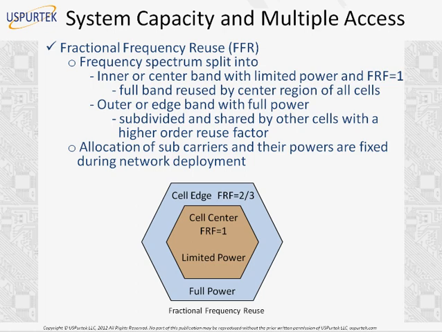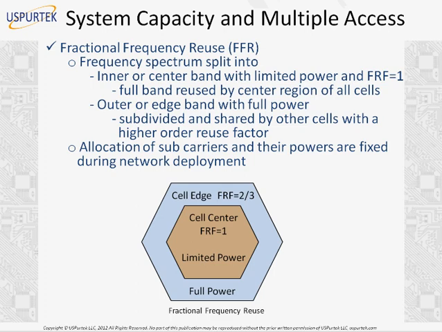Now, next slide here. Now let's see how we use fractional frequency reuse, or FFR. Here we split the spectrum into 2 bands: an inner or center band which has limited power and FRF equal to 1. What that means is that for the cell center users, you have full frequency reuse. The full spectrum is available for cell center users. Then you have the outer or edge band which has full power. That means we boost the signal power for the users served in the cell edge region. But here we don't have FRF equal to 1. It's like 2/3.